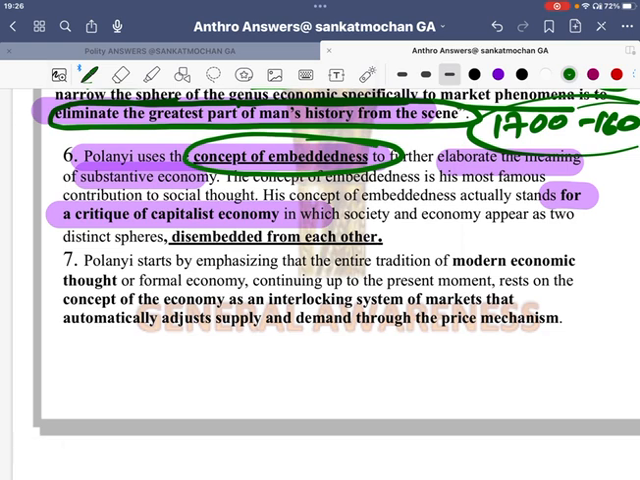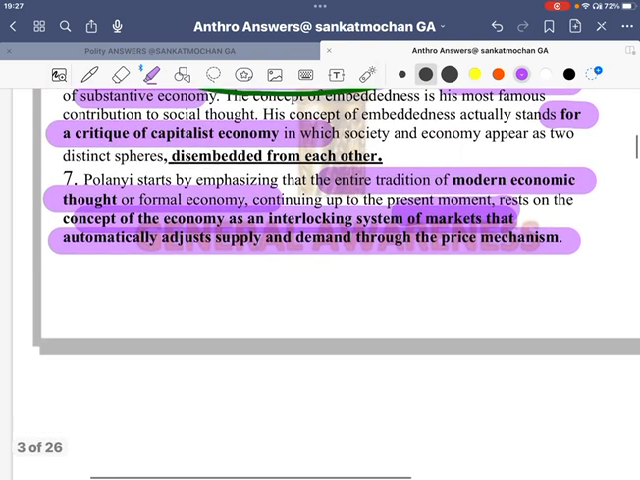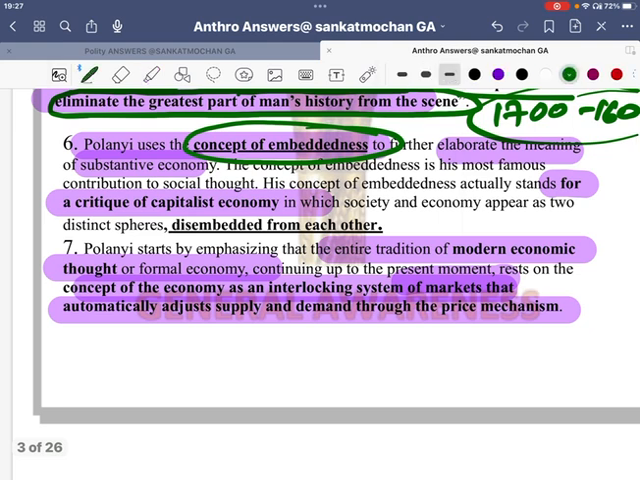Polanyi starts by emphasizing that the entire tradition of modern economic thought, of formal economy, continuing up to the present moment, rests on the concept of economy as an interlocking system of markets that automatically adjust supply and demand through the price mechanism. See, here he's talking about capitalist economy. Fine. Modern economy is the capitalist economy.